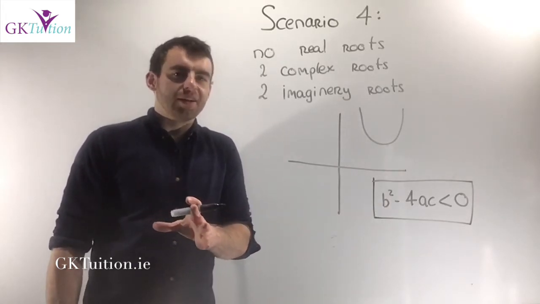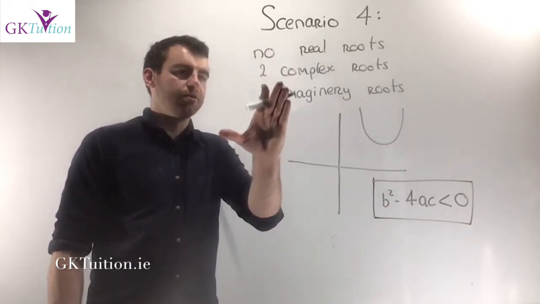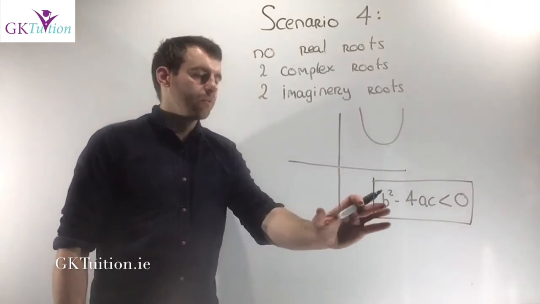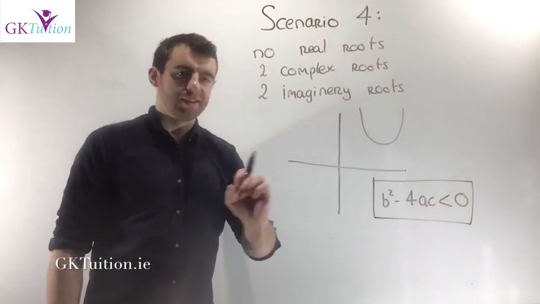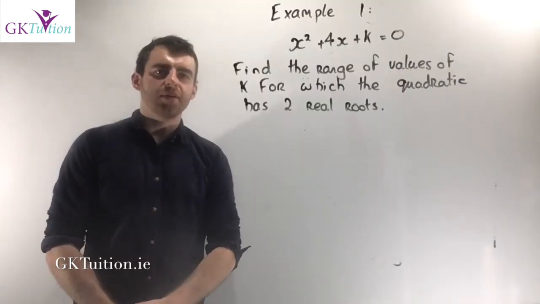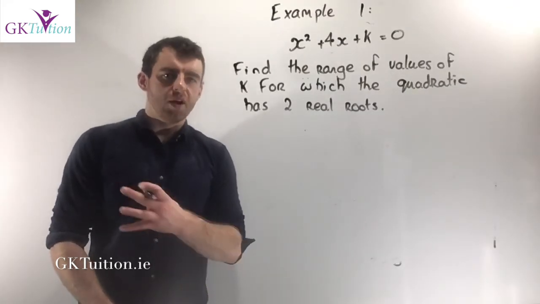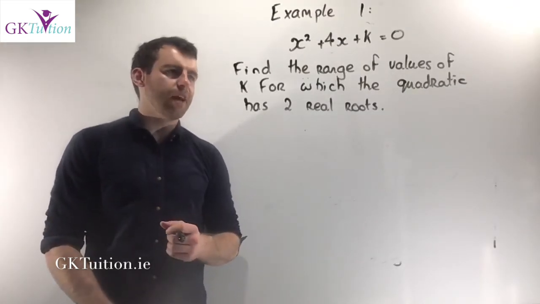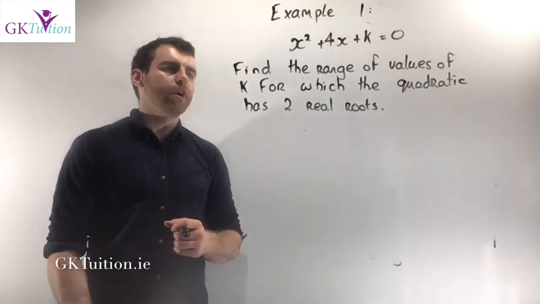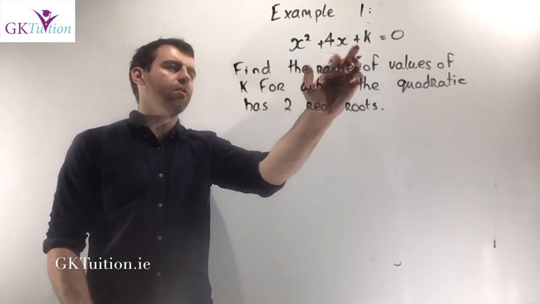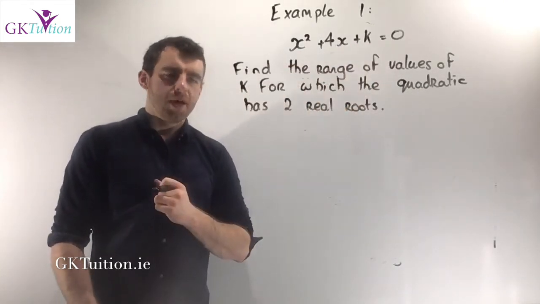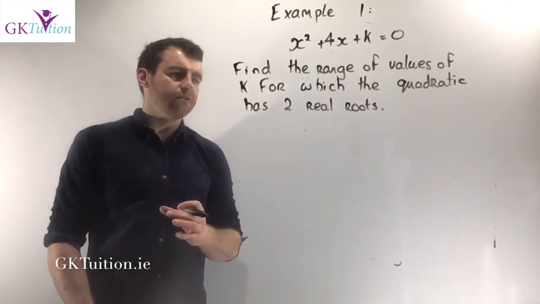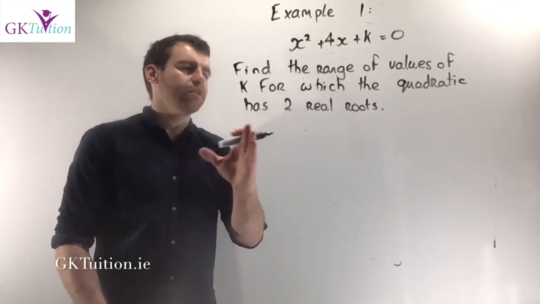So in terms of algebra, all you really need to know for quadratics with no real roots, to prove it, you have to prove the discriminant is negative. Okay, so let's have a look now at how all of that theory can come together in an exam question. I could give you the quadratic equation x squared plus 4x plus k equals 0. And I could ask you to find the range of values of k for which the quadratic has two real roots.